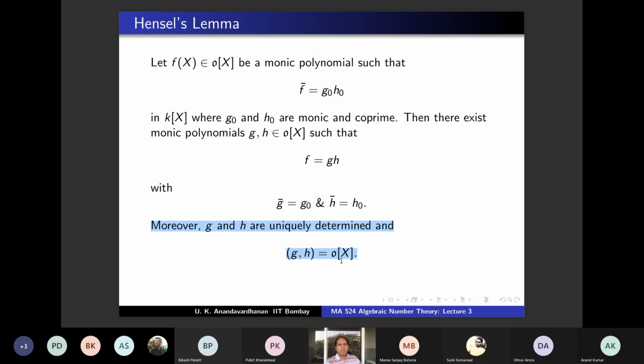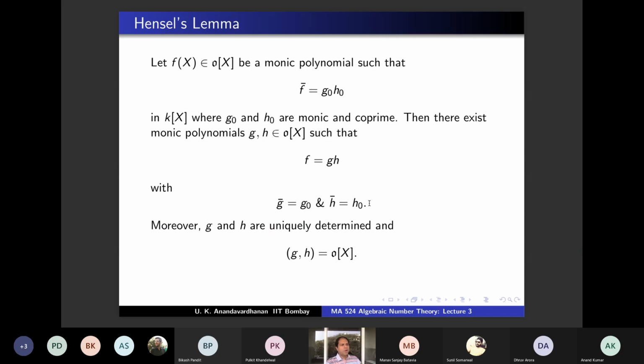That is the very first thing: g bar is g naught, h bar is h naught. So if g naught and h naught are coprime, which is given here, then (g, h) is O[x], also a statement that we have already done. So what do we need to do in order to prove Hensel's lemma? This part is already done. We just need to show that there is at least one g and h such that f equals gh with this condition.